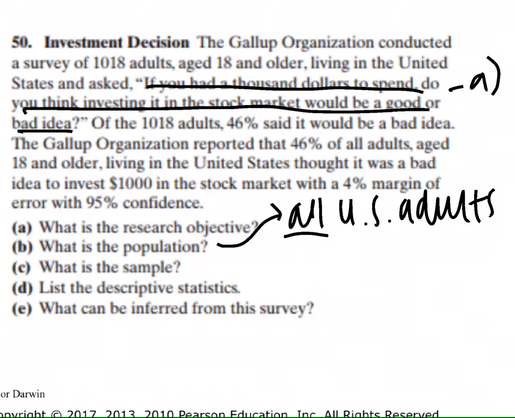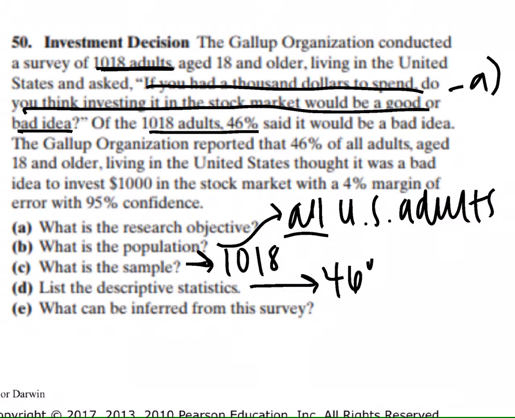What is the sample? Who specifically did we ask? We asked 1,018 adults aged 18 and older living in the United States. So that'll be that 1,018 number. It then says, list the descriptive statistics. So what did we learn about the sample? We learned that out of those adults, 46% said it would be a bad idea. So that 46% is your descriptive statistic.